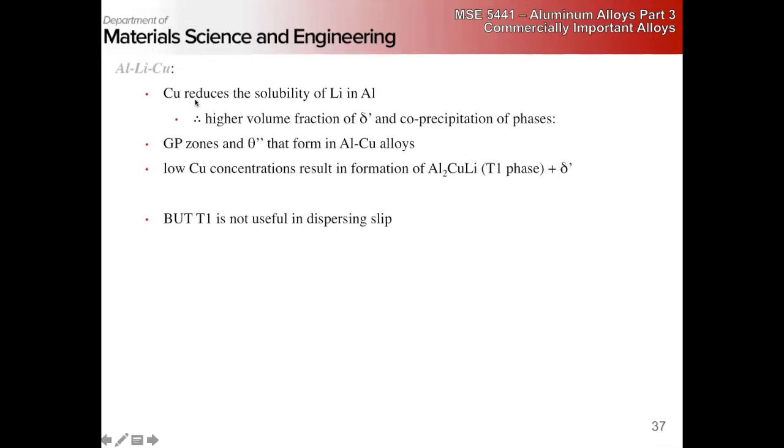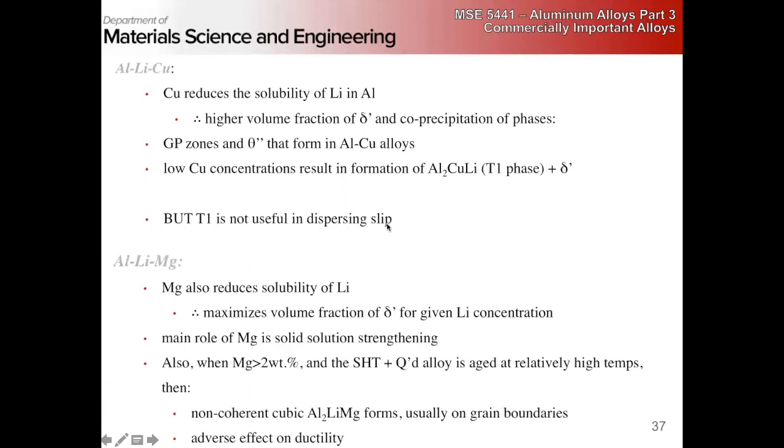Aluminum, lithium, copper. Copper has the effect of reducing the solubility of lithium in aluminum, so we get a higher volume fraction of the delta prime and co-precipitation of other phases, GP zones and theta prime that we get in aluminum copper alloys. If we have low copper concentrations, we get this T1 phase, aluminum 2 copper lithium, plus delta prime. Right, this T1 is not useful in dispersing slip, though.